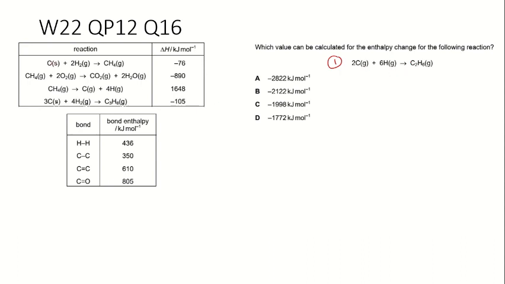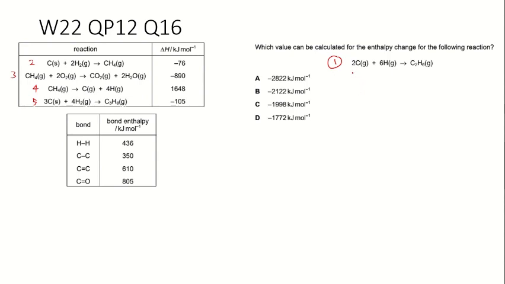And we are given more reactions. So I'm going to number them as 2, 3, 4, and 5 so that it is easier for us to talk about them later. We are also given the bond enthalpies of different bonds here. So let's just look at reaction 1 because that is the reaction that we need to find the enthalpy change.